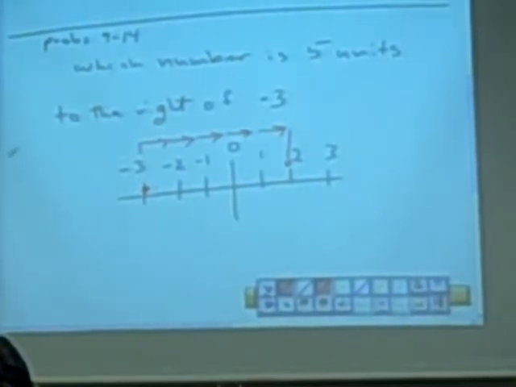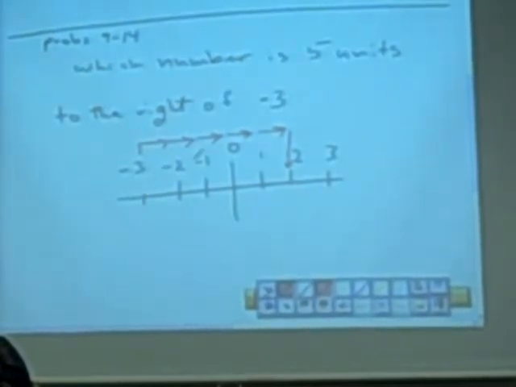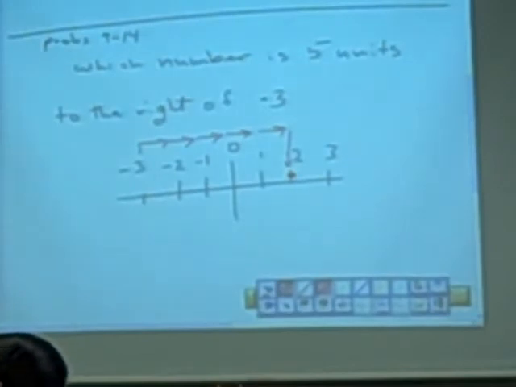Okay, so actually I don't want a dot at -3. I do want a dot at 2. So which number is 5 units to the right of -3? Right, we're going to say 2, or you can put +2, but you don't have to put +2. You can just put 2, because without the sign it's implied that it's positive. Alright?